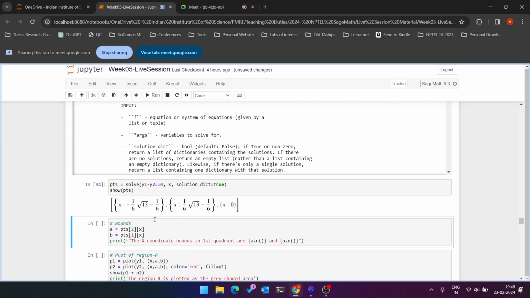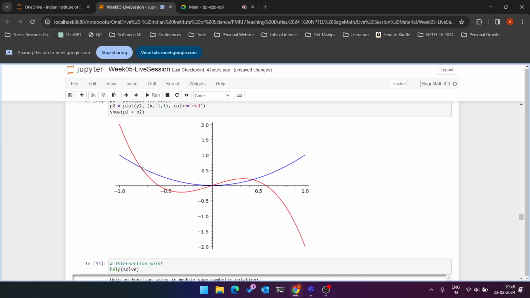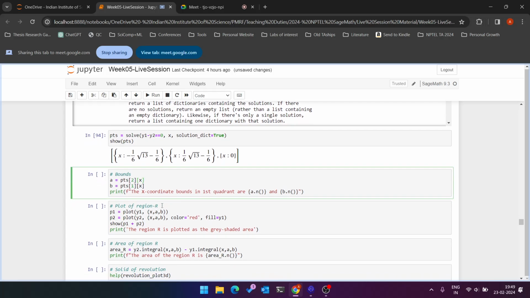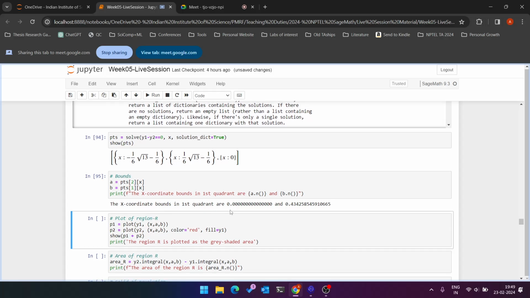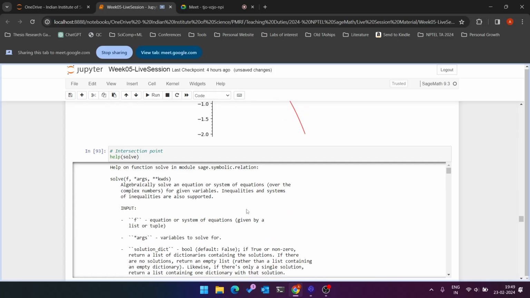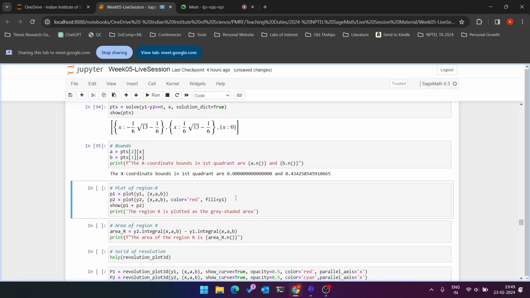You can see that there are three solutions. You can see this from the graph itself. There are three possible solutions. One is an entirely negative solution of -1/6 root of 13 -1/6. So this is negative. This is positive, 1/6 of root 13 minus 1, and the third is 0. So our curve is basically bounded between 0 and this value. If I evaluate what those bounds are, my x coordinate bounds are basically 0 and 0.43.